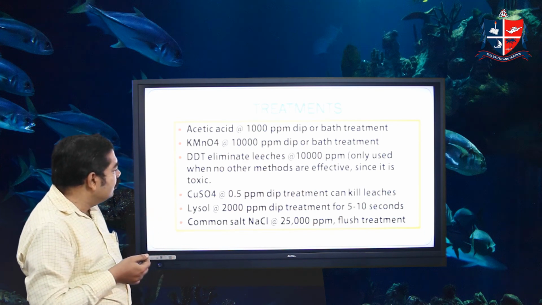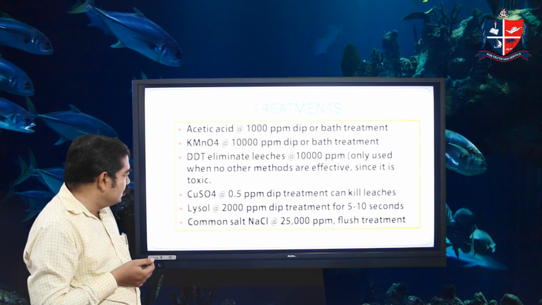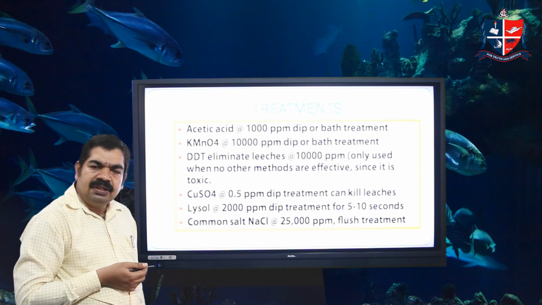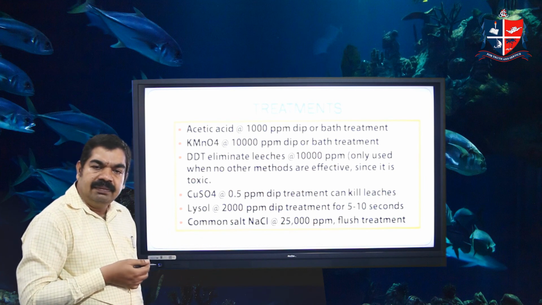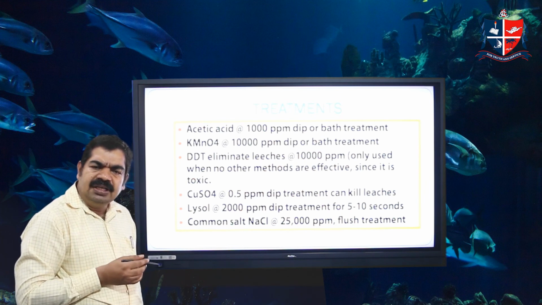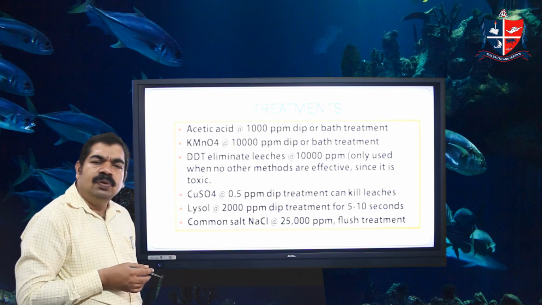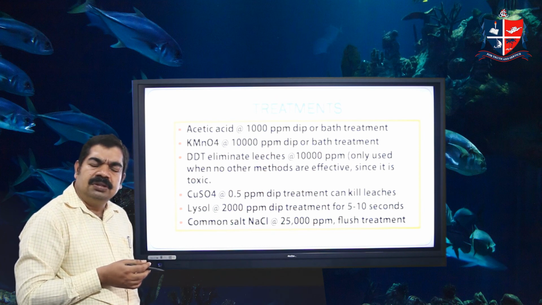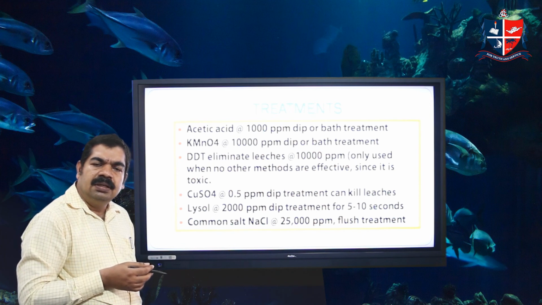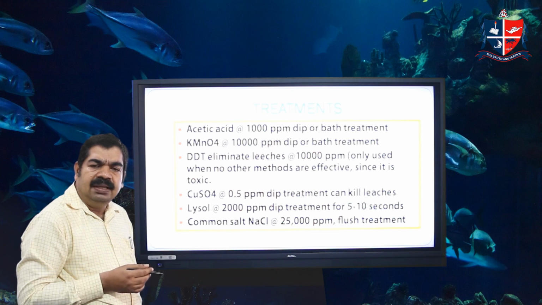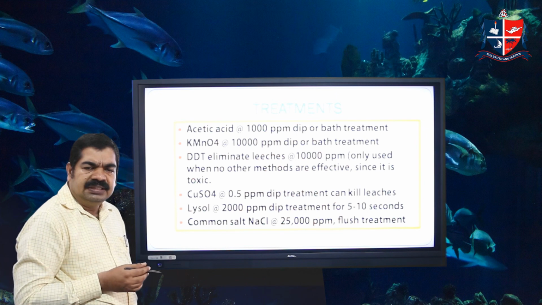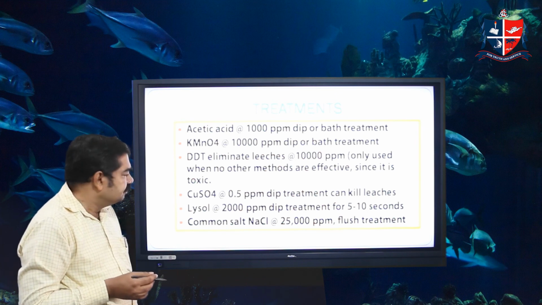Then also we can use DDT to eliminate leeches, but DDT is toxic, so it must be used with proper carefulness. Otherwise, the DDT will be toxic to the entire pond water. So, if no other methods are useful, then only DDT can be opted for. Otherwise, it will create some problems. So, DDT will be the last choice. That is the actual thing.